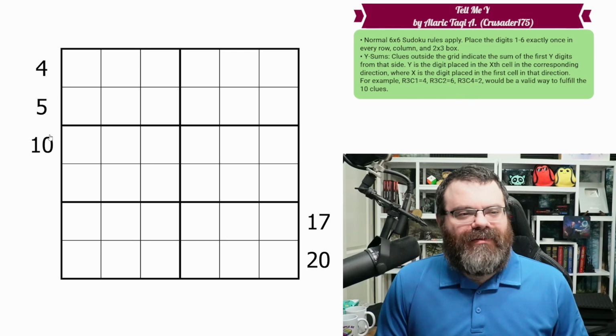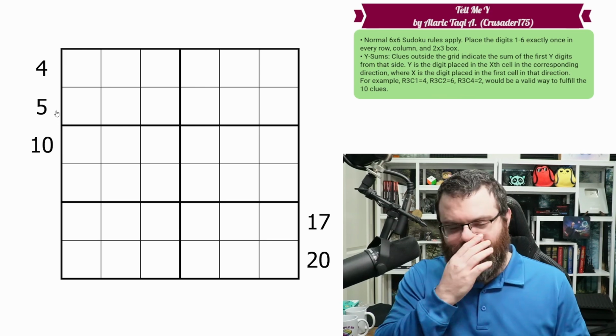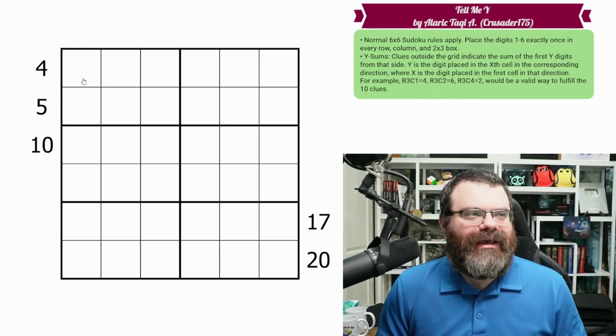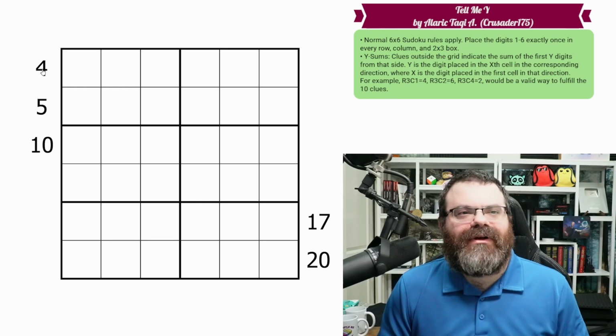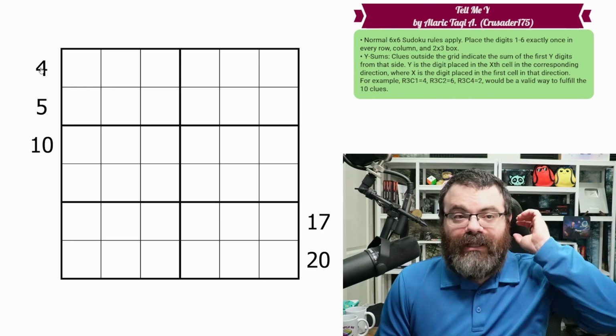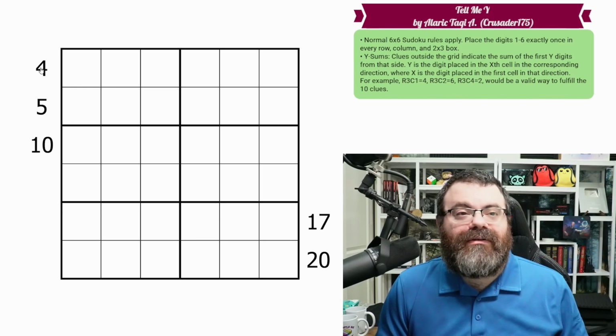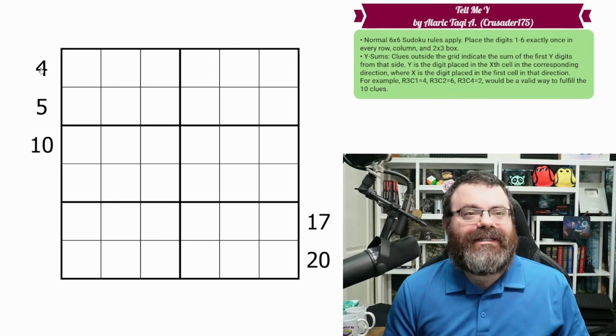If you're familiar with X-sums, it's kind of like one degree away from X-sums. I don't know the right way to put that. But basically, we have this 4 here. So what is this 4 telling us? Well, the 4 is going to be a sum. It's the sum of the first Y digits from that side.